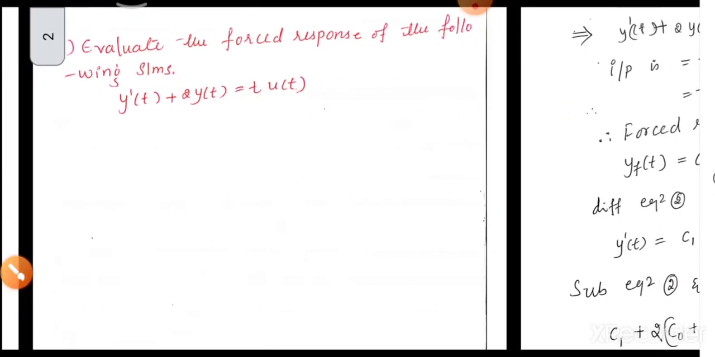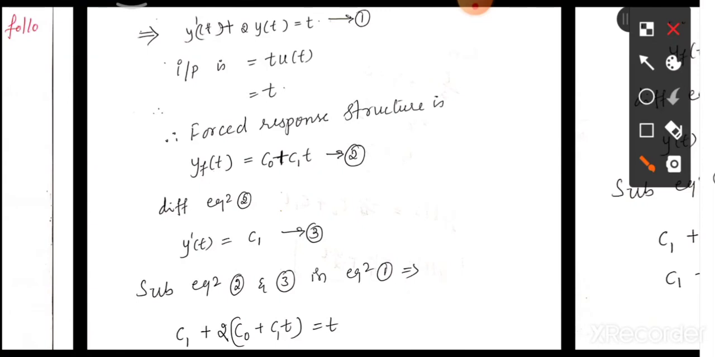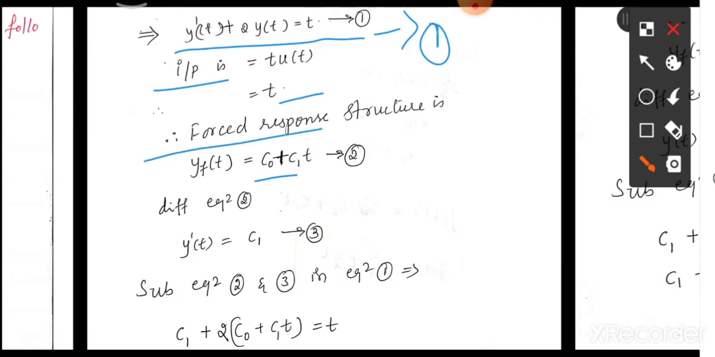Once you take that input, then we have to start calculating the constants of this. We'll call this equation number 1, that is the given differential equation, y dash of t plus 2 y of t equal to t. As we know, the input is t, u of t is nothing but your t. So based on this input, the forced response structure will be yf of t equal to c naught plus c1 into t. So this is our yf of t.